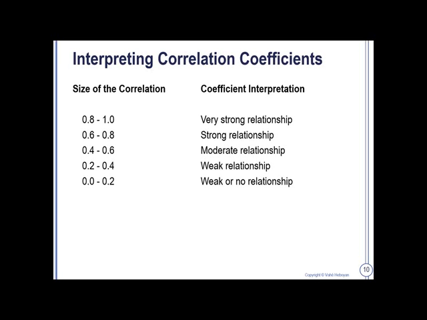When we think about a very strong relationship, this is where the coefficient is between 0.8 and 1.0 in absolute terms. It can be negative 0.8 to negative 1. A strong relationship will be between 0.6 and 0.8, plus or minus. Moderate relationship, 0.4 to 0.6, something around 0.5. Then you have the weak or no relationship, which is basically a lower number, either positive or negative.